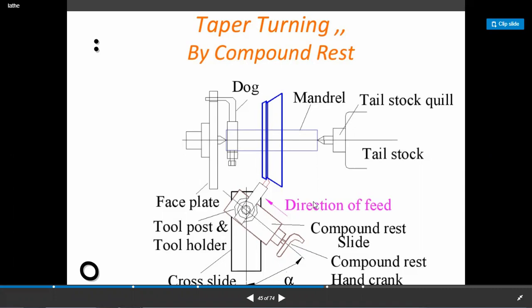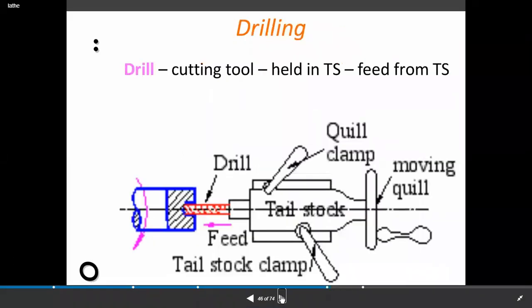Here also you can see that the alpha angle is given to this compound rest. As we are swivelling this compound rest, your tool also swivels at a particular angle. That will guide your tool during feeding at a particular angle, which will be produced on your job during machining. That is taper turning by compound rest.